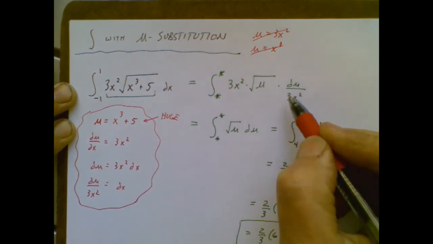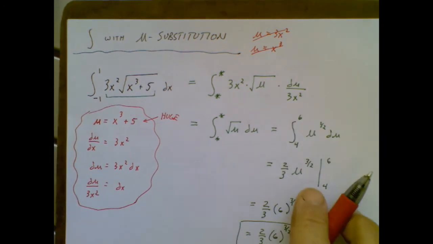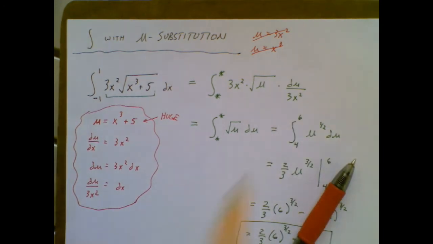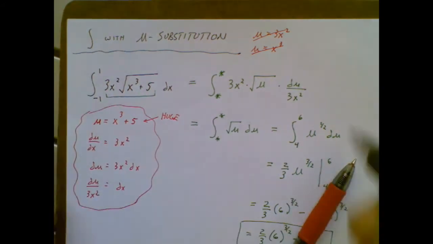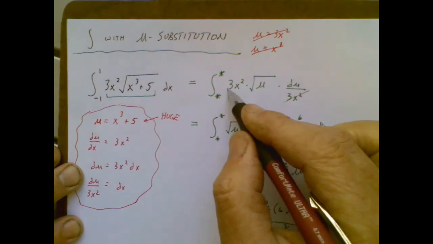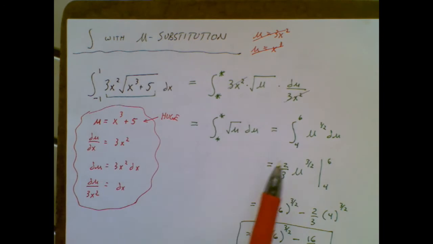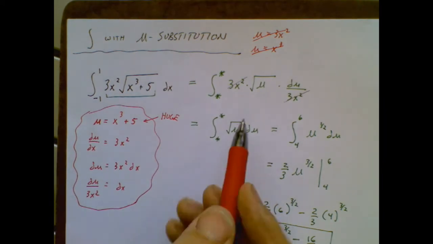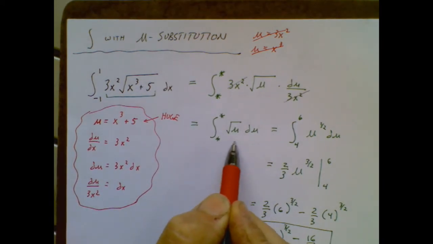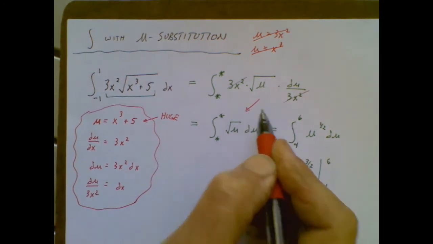Here's what makes me really happy about this. This looks like a mess, but notice this 3x squared in the denominator. I'm going to use pencil. This 3x squared in the denominator cancels with the 3x squared up here. And by doing so, I end up with this really simple looking integral. So I went from there to there.